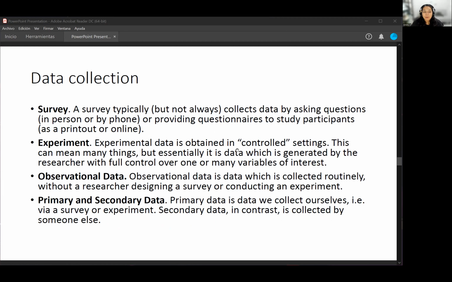Now we need to talk about data collection. You will have qualitative or quantitative variables depending on the way that you were collecting the data. If it was a survey, an opinion, obviously it will be qualitative. If it's an experiment, it will depend on the way that you were measuring the variables. Observational data, primary and secondary data, interviews, surveys, observations, ethnography. Those are all the types of data collection that we have.